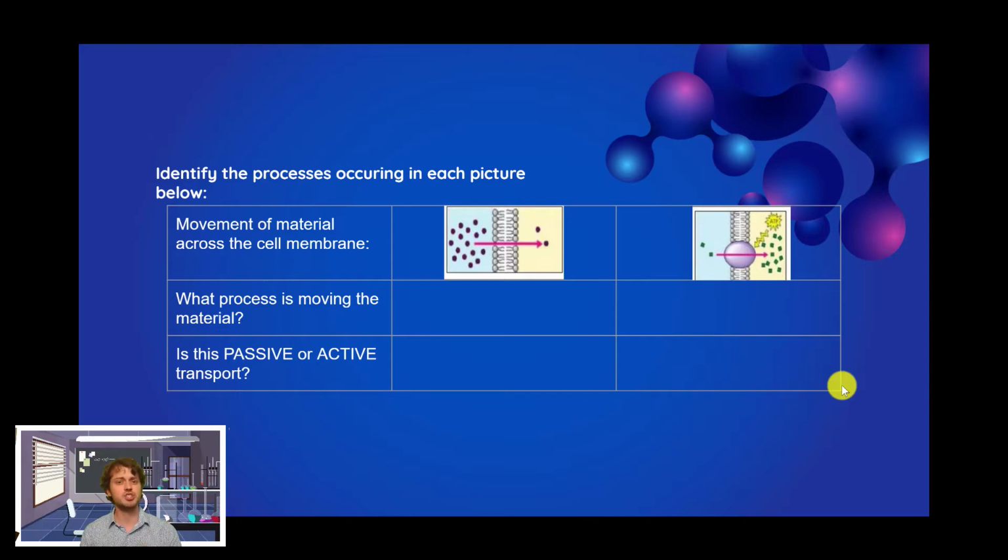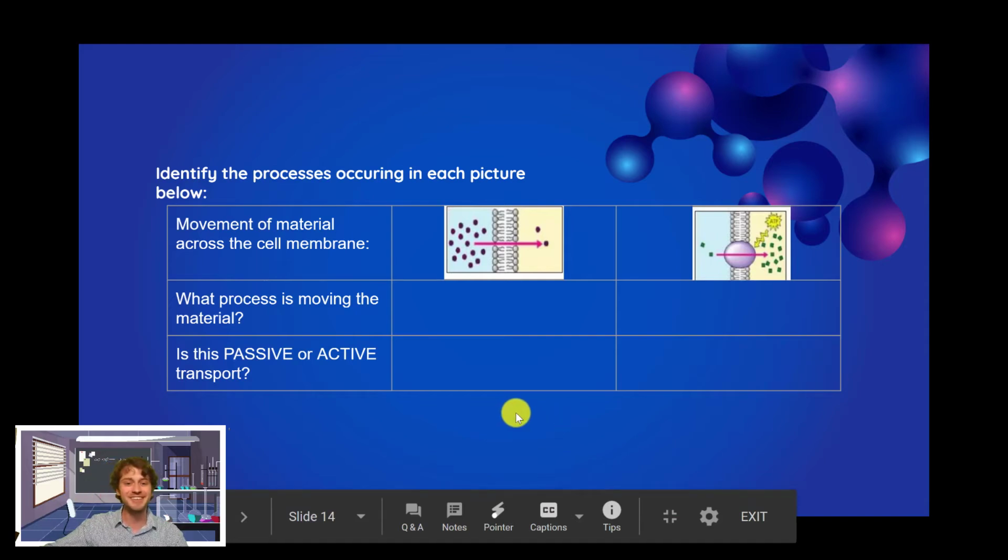All right, so in the picture on the left, we see that simple diffusion is occurring. We're going from high concentration to low concentration across the cell membrane. That is simple diffusion, which is a form of passive transport. For the picture on the right, I see ATP, so I know it's going to be active transport. And in terms of what process is moving the material, we obviously are doing that through a protein pump. So we're going to have to pump them through using ATP.